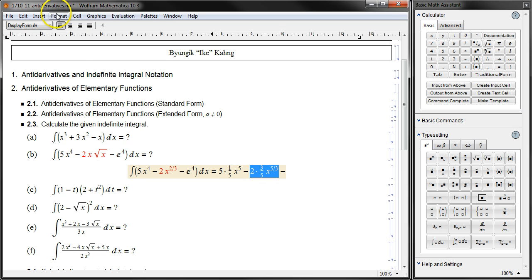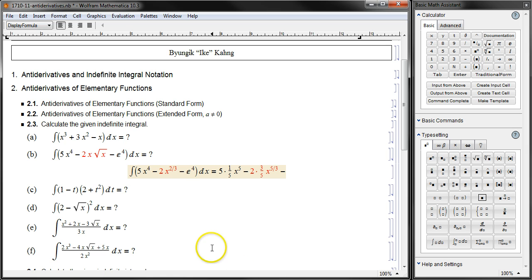Let's emphasize this in red. So you see the difference here? This is the original problem. I changed it into power form so that I can apply the power rule. Usually the power form conversion is the first step.